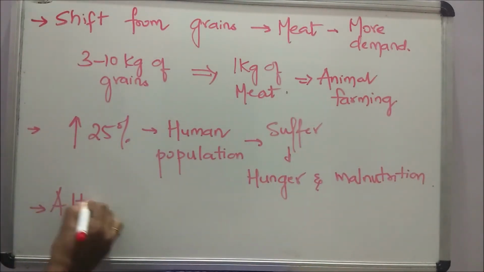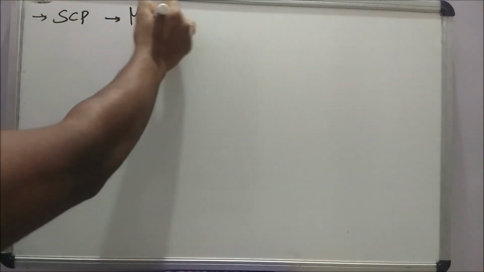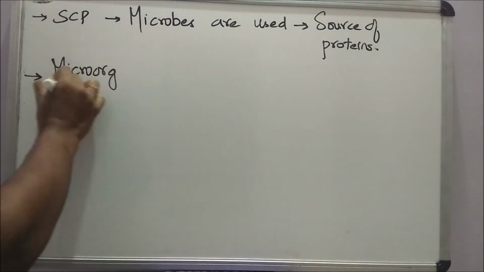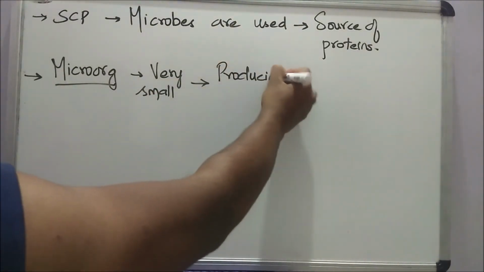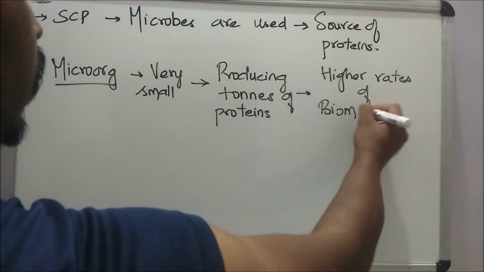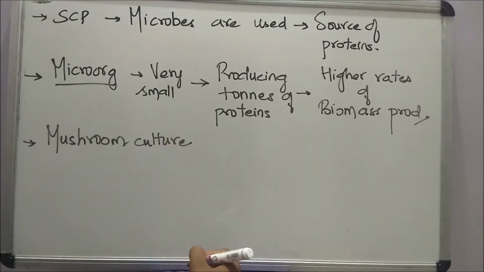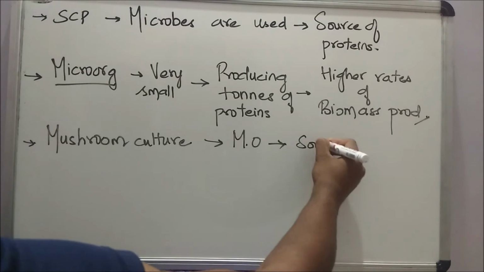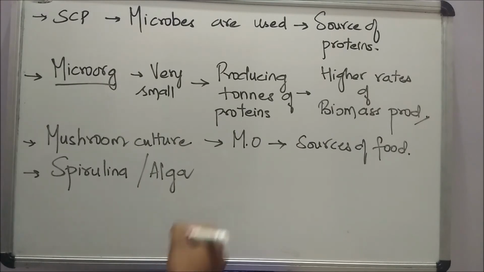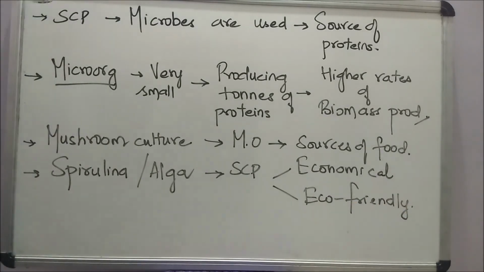One of the best alternate sources of proteins for animal and human nutrition is single cell proteins. Single cell protein means that microbes are used as a source of proteins. Microorganisms, despite being very small, are capable of producing tons of proteins due to their high rates of biomass production. Just like mushroom culture, it is expected that microbes will soon be accepted as a source of food. Presently, spirulina, an alga, is widely accepted as a source of single cell protein. It is economical and eco-friendly as well.